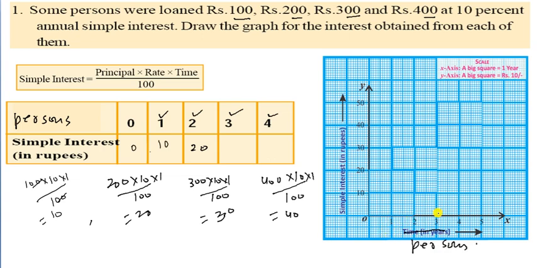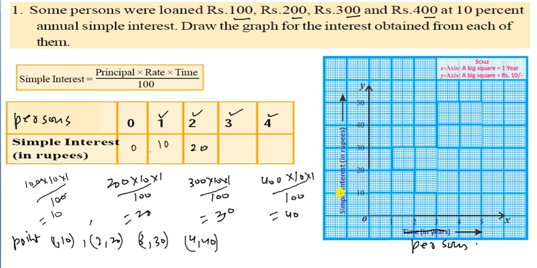First person, second person, and third person. So the point is, you can plot the points here. The first one is 110, the second one is 220, the third one is 330, and the fourth one is 440.